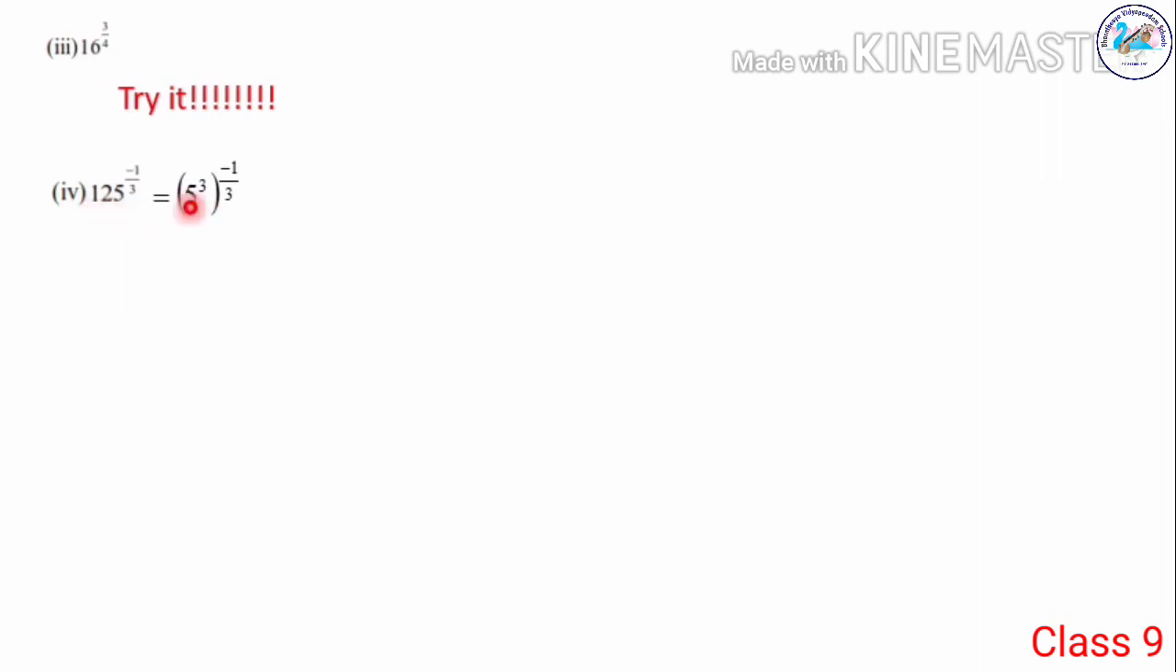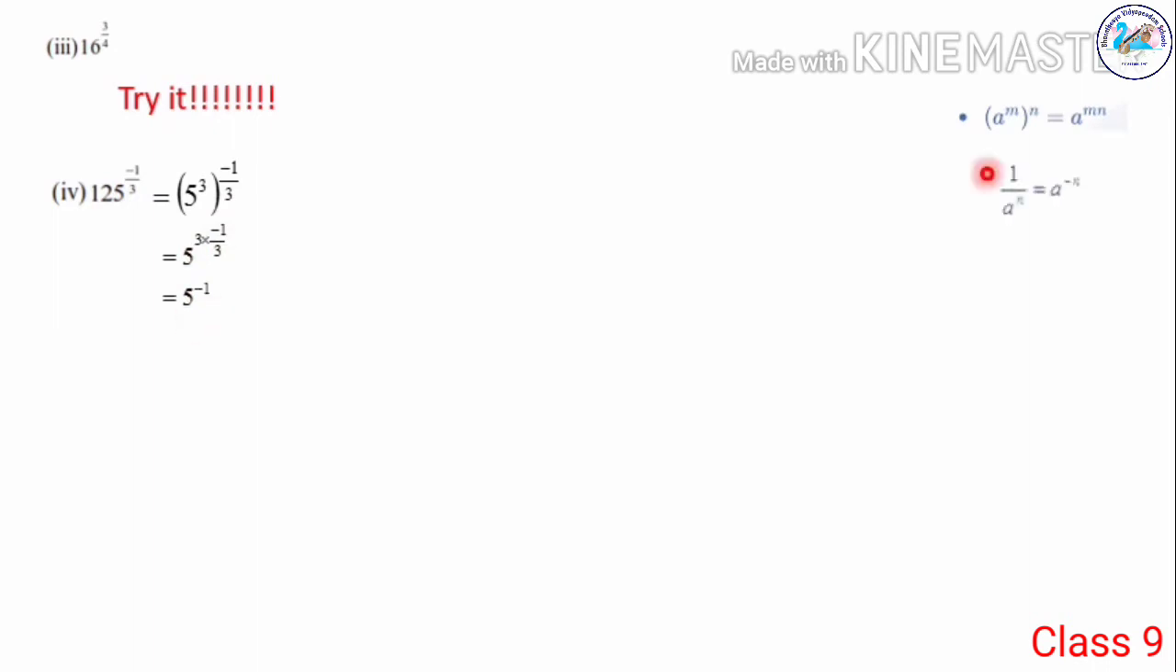If you know the direct answer we can write that 125 is equal to 5 cube, or else you can go for factorizing 125 and then write the answer. So 5 cube the whole power minus 1 by 3. This is in the form a power m the whole power n, that is equal to a power m into n. Just multiply the powers. That is 5 power 3 into minus 1 by 3. Here 3 and 3 cancel, we will get 5 power minus 1.